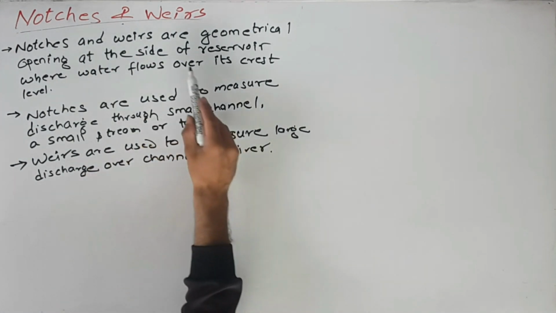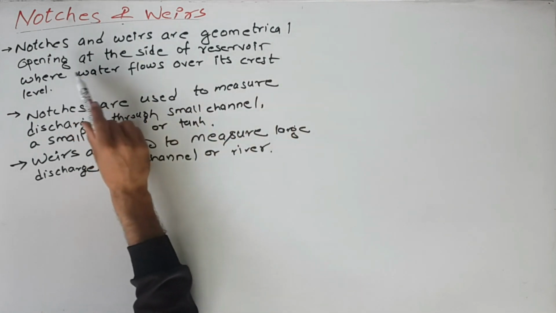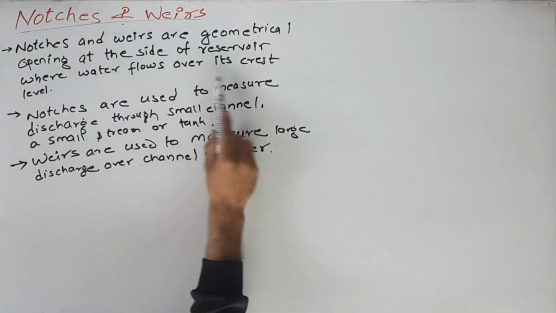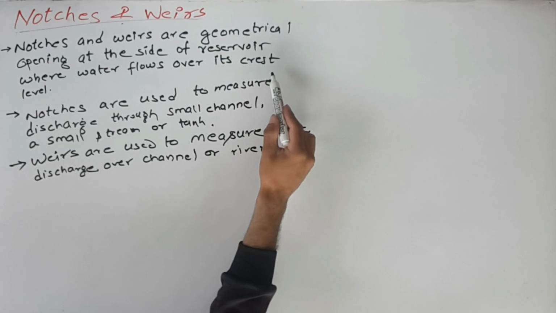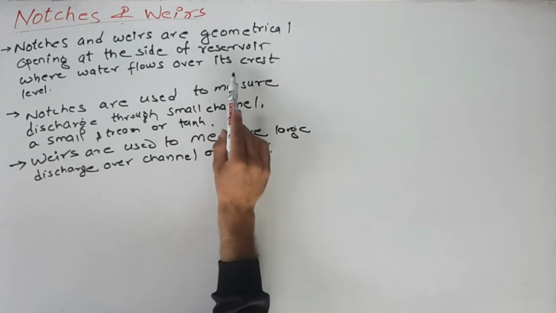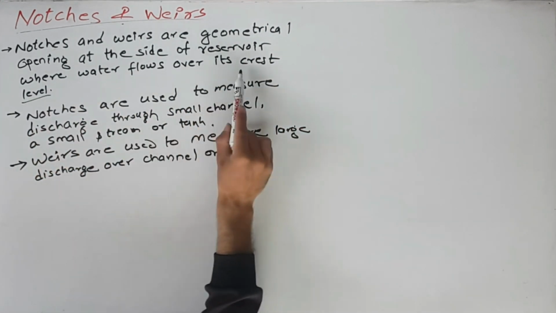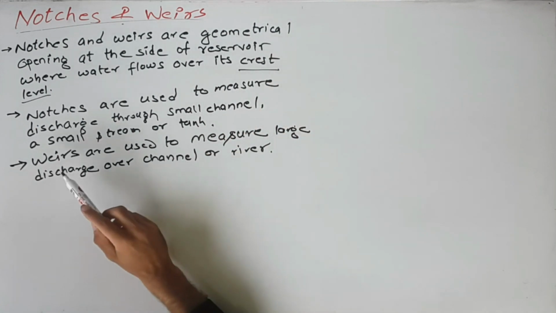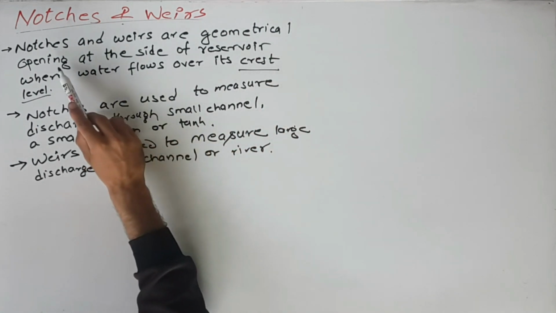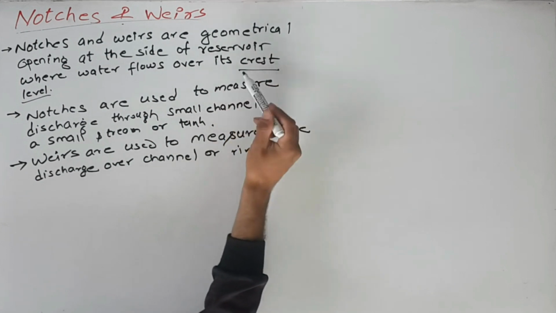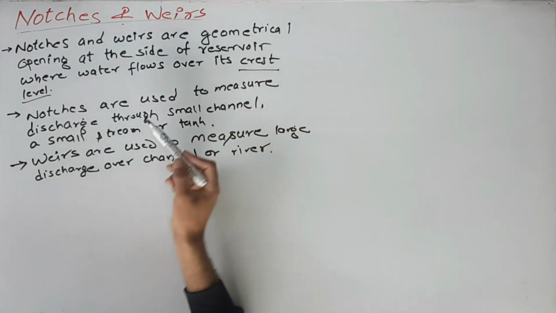Notches and weirs are small symmetrical openings at the side of a reservoir where water flows over its crest level. We have to understand this crest level. Notches and weirs are both geometrical openings. But what is the difference?